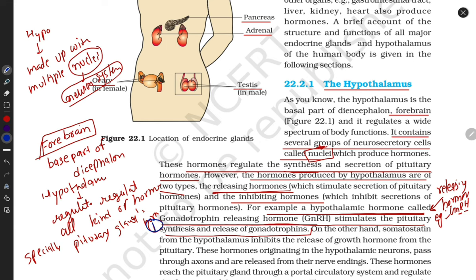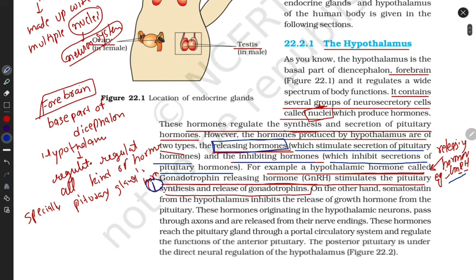You have to study the definition of releasing hormone: write that it stimulates secretion of pituitary hormone. If they ask the definition of inhibiting hormone, write that it inhibits secretion of pituitary hormones. They also give examples of releasing and inhibiting hormones. First, the releasing hormone example is gonadotropin releasing hormone, and its working process is that it secretes gonadotropin.